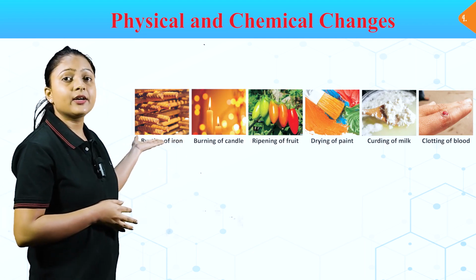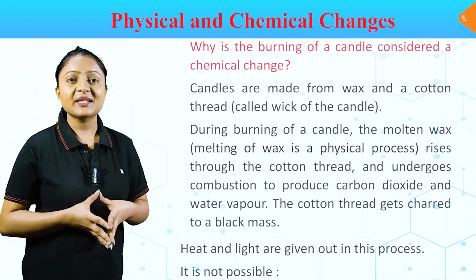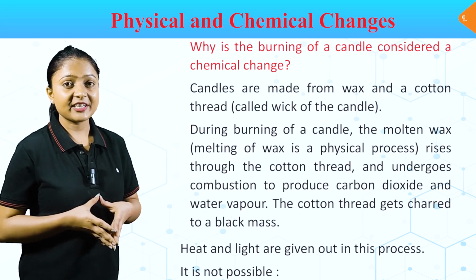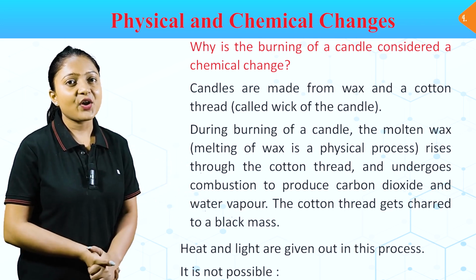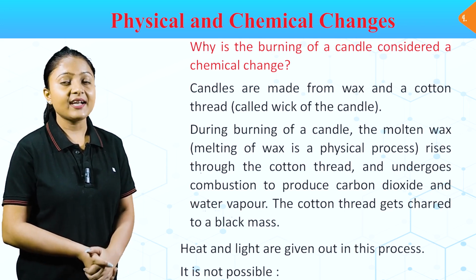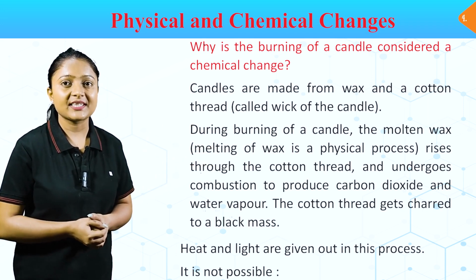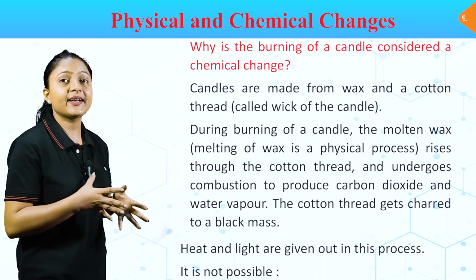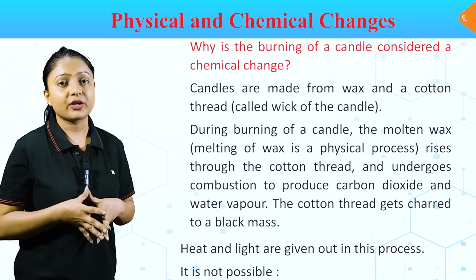Drying of paint, curding of milk. So, rusting of iron is a chemical change. Why is the burning of a candle considered a chemical change? Let's see. Candles are made from wax and a cotton thread called the wick of a candle. During burning of a candle, the molten wax (melting of wax is a physical process) rises through the cotton thread and undergoes combustion to produce carbon dioxide and water vapor.